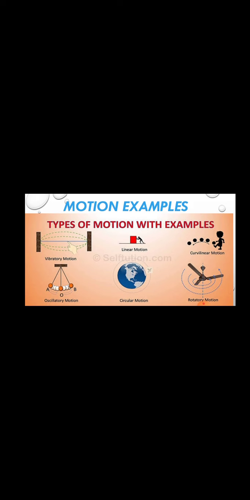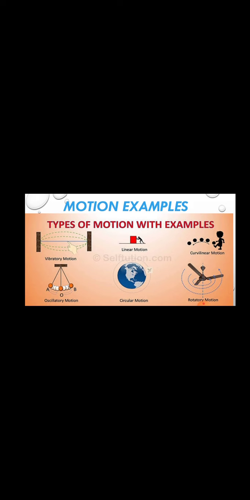If, for example, a body moves in a straight line, like when you shoot an arrow, it moves in a straight line. This is called linear motion. For example, when a person hits a ball and the ball adopts a curved path, this is called curvilinear motion. Similarly, in the case of a cricket ball, when you hit it with a bat, it moves in a curve. This is called curvilinear motion.